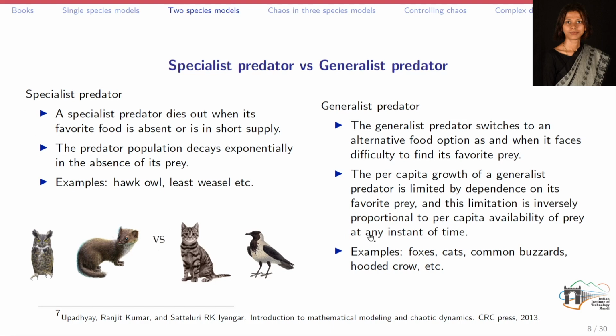And in the case of a generalist predator, the per capita growth of a generalist predator is limited by dependence on its favorite prey, and this limitation is inversely proportional to the per capita availability of prey at an instant of time.